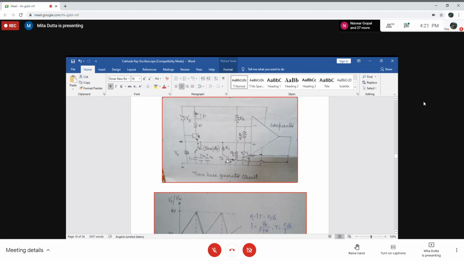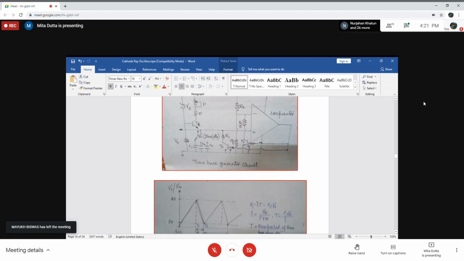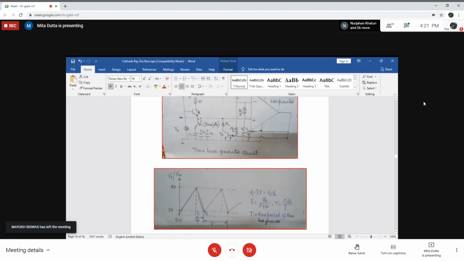So in this way, we are going to have a repeated waveform of this type. And we know the charge Q will be C1 into V0, Q is C into V, and Q is again I into T, and I is VZ by P plus R. So T0 will be C1 V0 by I. So the sweep waveform is proportional to time.